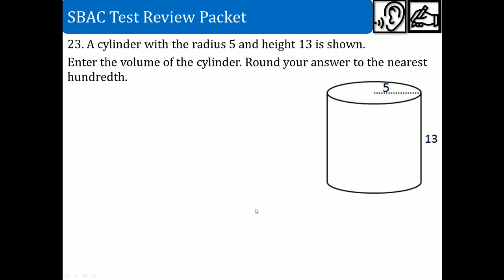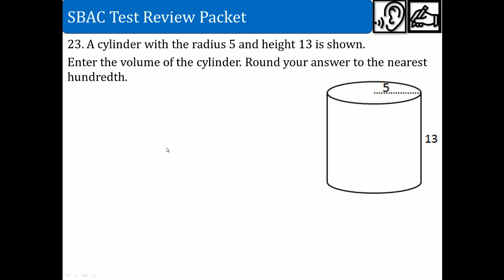This is the chapter 8 questions, which is going to be covering questions 23 and 24, which are on volume. Number 23 says, a cylinder with a radius of 5 and a height of 13 is shown. Enter the volume of the cylinder. Round your answer to the nearest hundredth. Here you have a cylinder. The base area is this circle, and it is stacked by a value of the height.